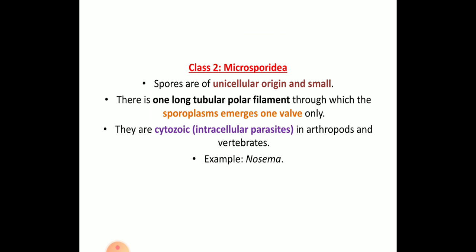Coming to class Microsporidae. They are unicellular in origin and smaller, and they have one long tubular polar filament, from which the sporoplasm emerges. They are also intracellular parasites. They are cytozoic. Example is Nosema.